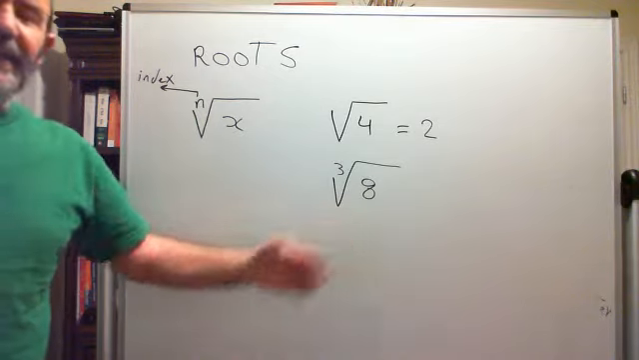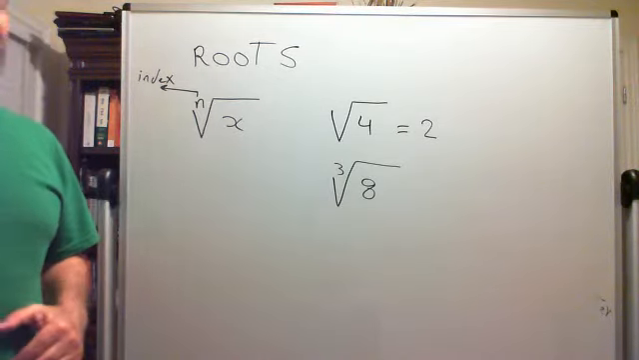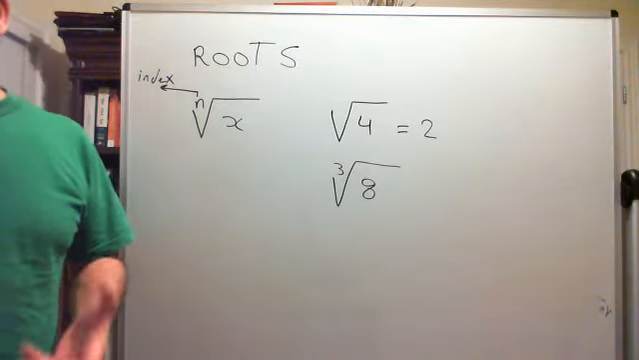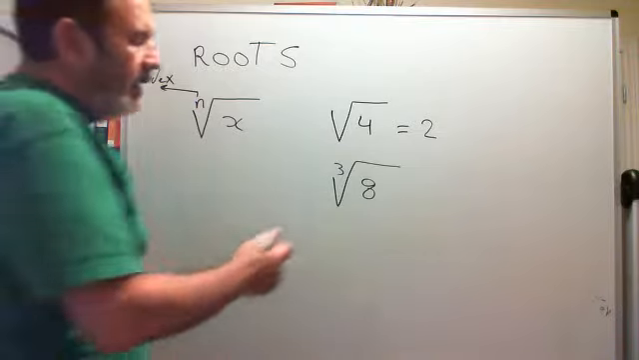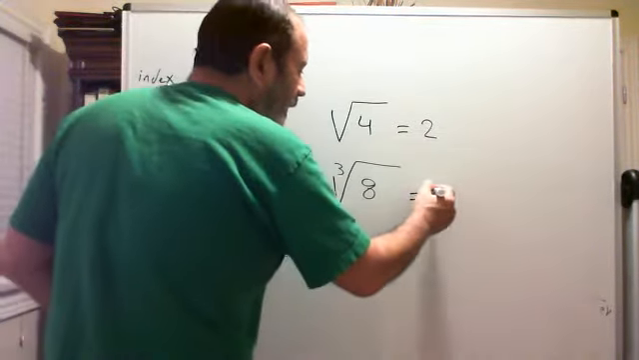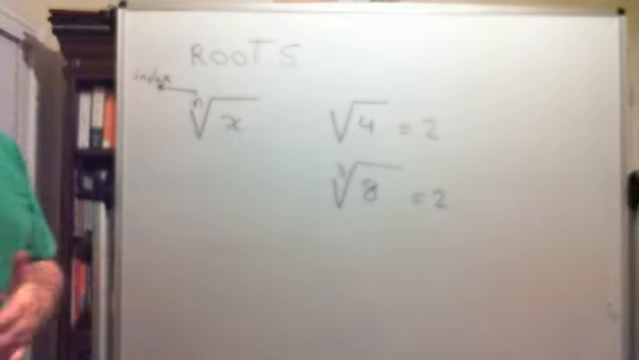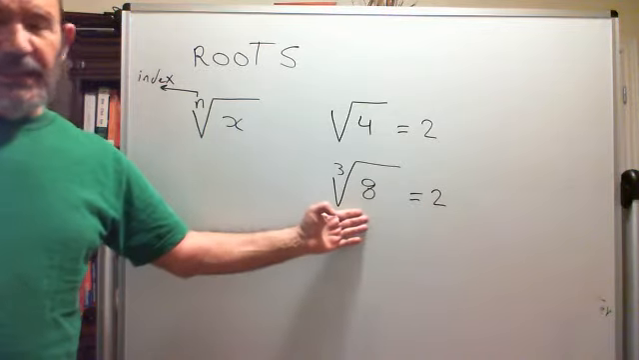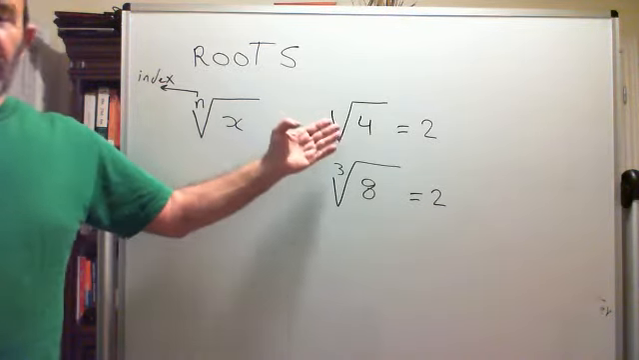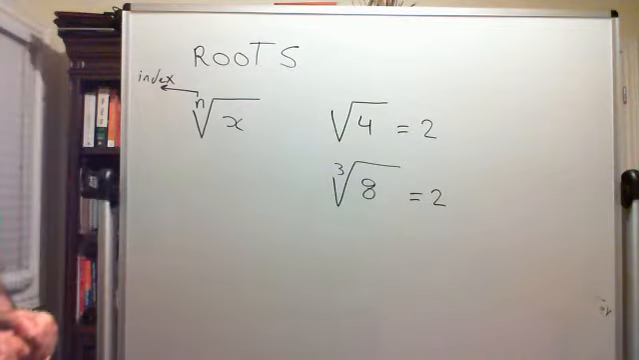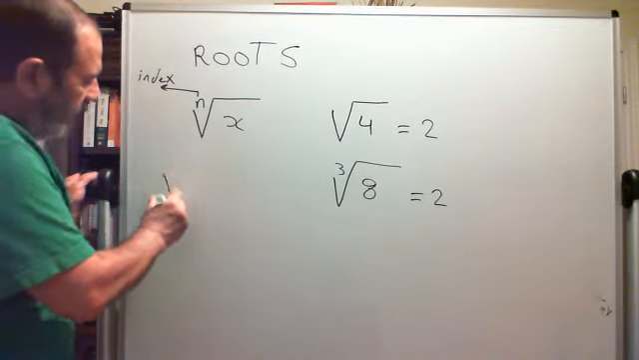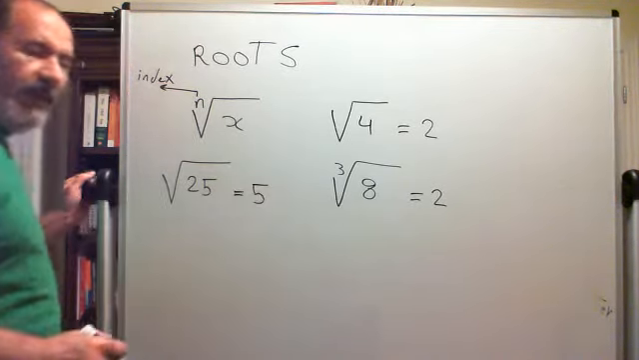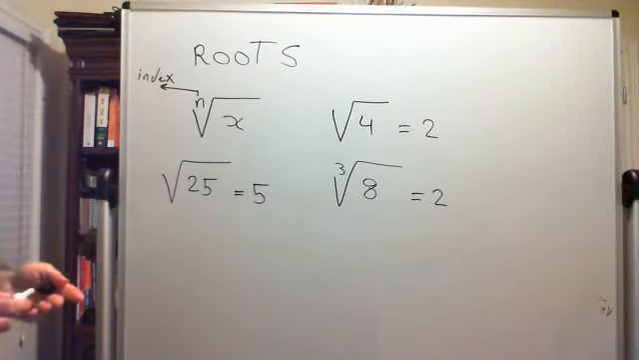The cube root of 8 means we should find a number that, when we multiply it by itself 3 times, the result will be 8. So in this case, the cube root of 8 is going to be 2. Why? Because if you multiply 2 by itself 3 times, 2 times 2 times 2 is 8. This one is the cube root, this one is the square root. Let's say the square root of 25 is 5, because 5 times 5 is 25.